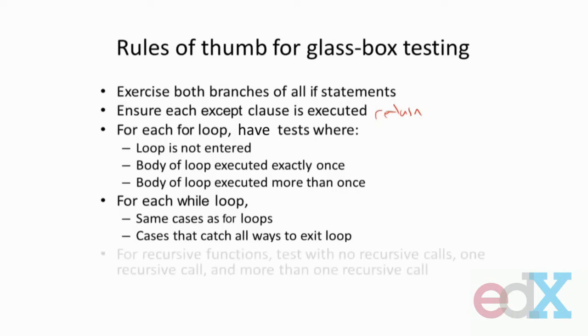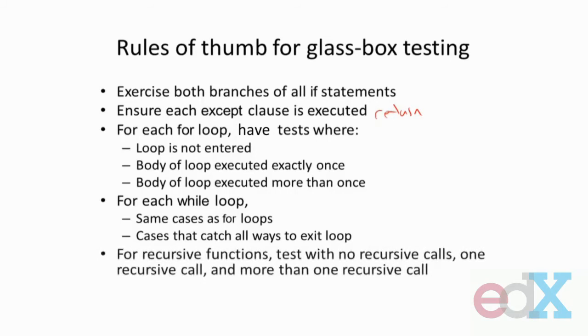If I've got a recursive function, I want to test what happens if there's no recursive call. It's just the base case. What happens if there's exactly one recursive call? And again, if there's more than one recursive call. And you can see this pattern of none, one, and more there and here. And that's a common thing that I'm going to want to try and use as I build different test suites for doing glass box testing.